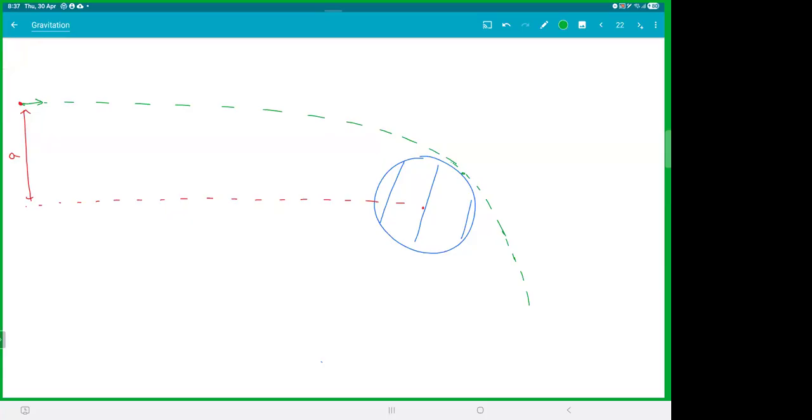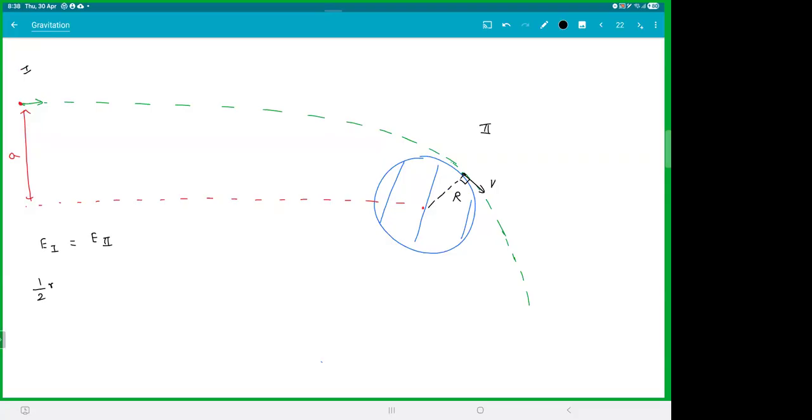So this is my state one. This is my initial state. This is my final state. So when you're grazing the planet, let the speed be v. This would be the perpendicular distance r. Since there are no external forces on the system, energy is conserved. So initial energy is equal to final energy.